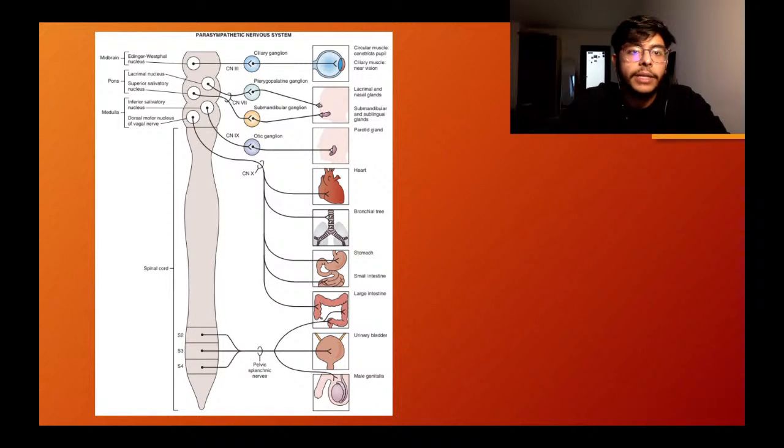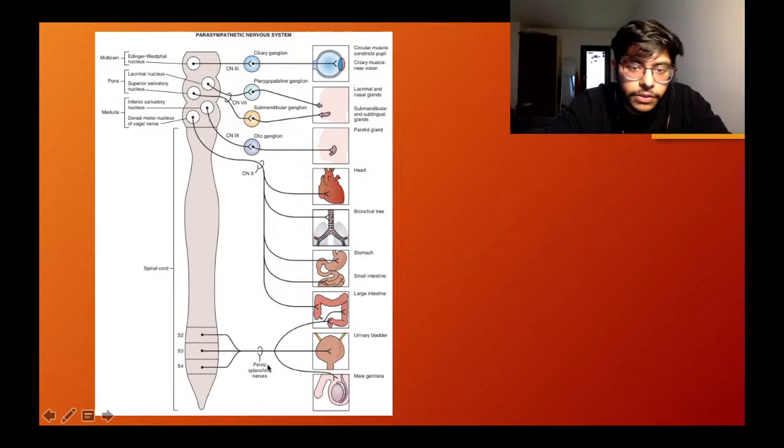The same goes for the parasympathetic. I would also advise you all to remember these nuclei, because if you're going for the A in an exam, you want to be 100% sure of every single neuron connection, starting from the nucleus. As you can see, parasympathetic: 3, 7, 9, and 10. The vagus nerve supplies the heart, the bronchial tree, the stomach, small intestine, and parts of the large intestine, and then we have the splanchnic nerves, which innervate the rest: urinary bladder, genital system, etc.